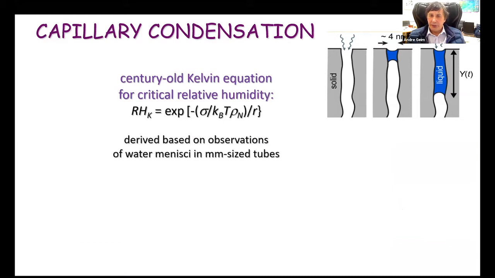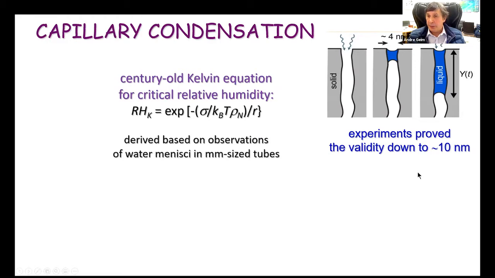So how are we doing about all those phenomena, scientifically speaking? I would say pathetically, because we still describe this phenomenon by the century-old Kelvin equation, which is written here, which contains the surface tension of bulk water and its density. It was derived 150 years ago on the basis of observation in millimeter-sized tubes where capillary condensation occurs at humidity 99.99%. Over those many decades, especially during the last 5 decades, there were many experiments which proved the validity of this equation down to 10 nanometers in size. And it seems to be satisfactory because there is no contradiction to what we observe.